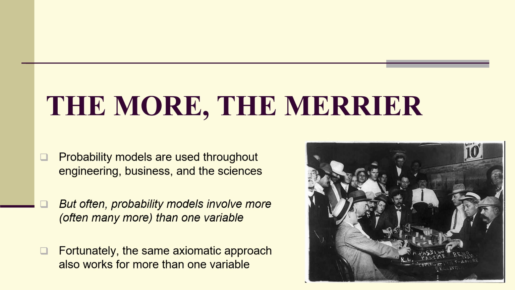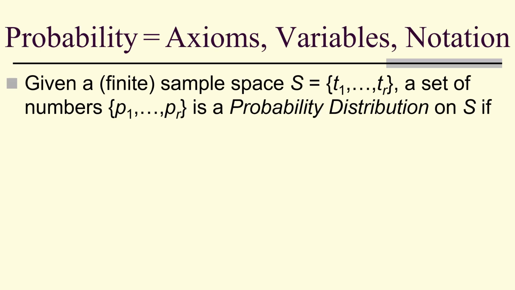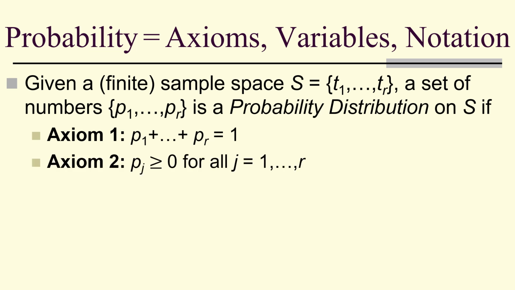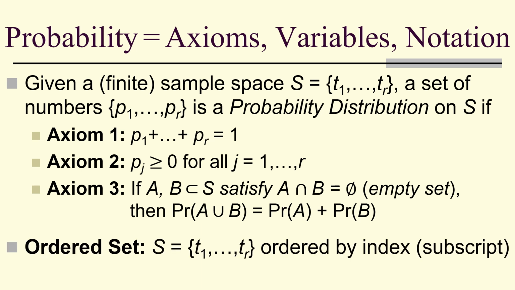The more the merrier. Let's look at probability with more than one variable. So given a finite sample space S, a set of numbers P1 to PR is a probability distribution on S if the sum of the P's is 1, the P's are non-negative, and if A and B are subsets of S and they are disjoint, their intersection is the empty set, then the probability of A union B is the probability of A plus the probability of B.